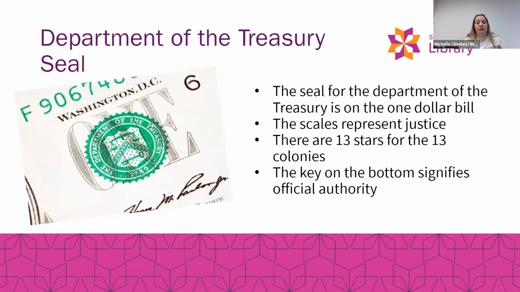So over here, we see the seal for the Department of the Treasury on the $1 bill, and it says 1 behind it. The scales on this one represent justice. And again, there are 13 stars for the 13 colonies. And then the key represents official authority, that this is official.